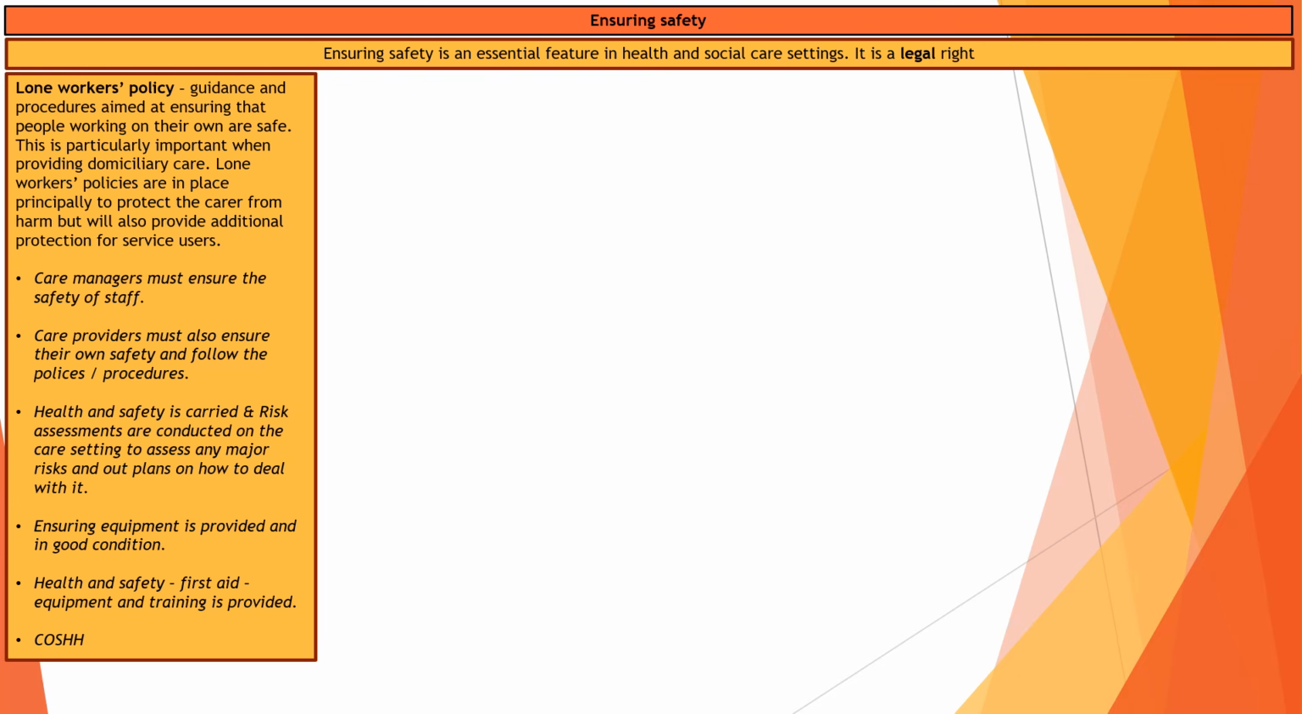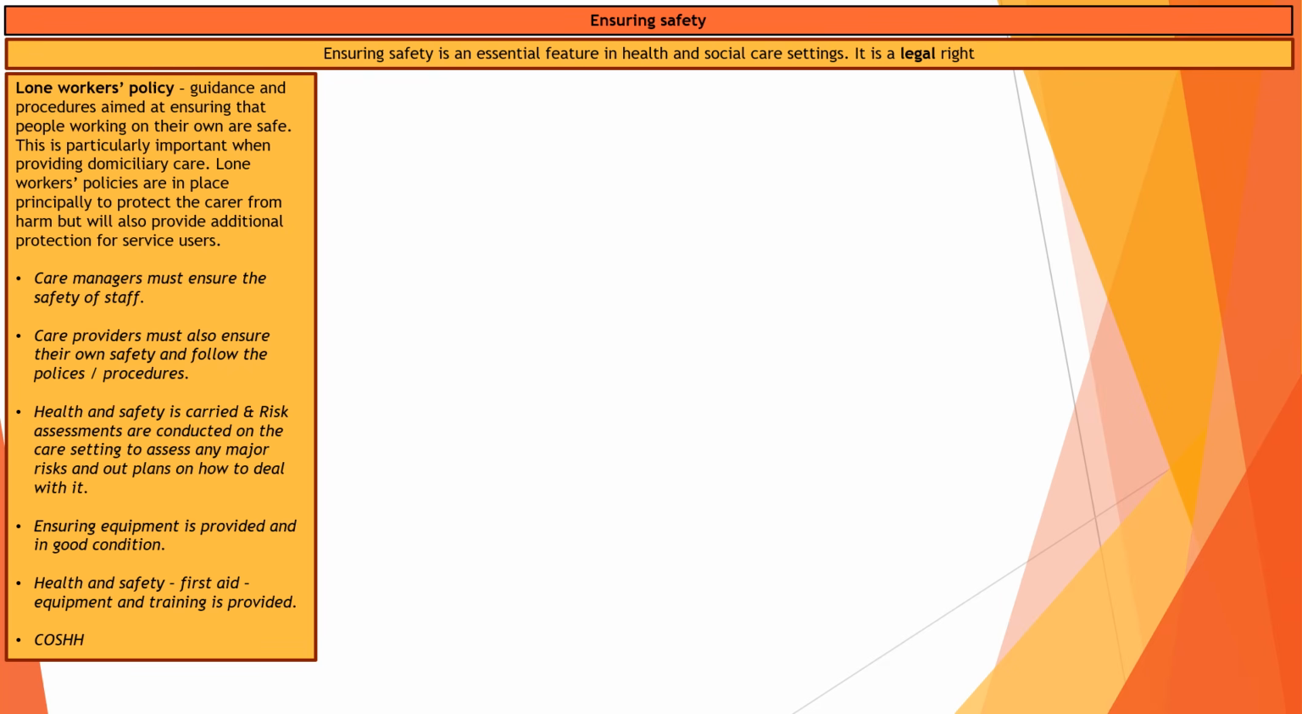Further to this, we have lone worker policies. So essentially, any setting where a care worker or some kind of care professional is going to be working on their own, often happens with domiciliary care, where a care worker goes into a person's home. Again, a lone worker policy would need to be put in place.